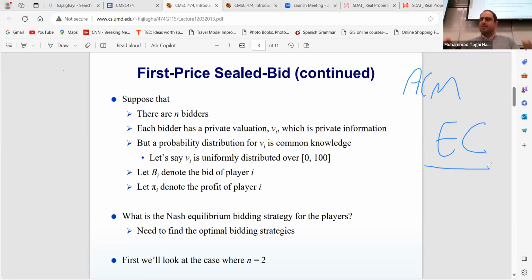But here, let's understand the simpler game. So there are n bidders. Each bidder has a private valuation, Vi. The private valuation, as I mentioned, is the bidder's value, which is private information. But a probability distribution for Vi is common knowledge, by the definition of common knowledge that we discussed. So you can consider different distributions. Let's say Vi is simply uniformly distributed over 0 to 100.